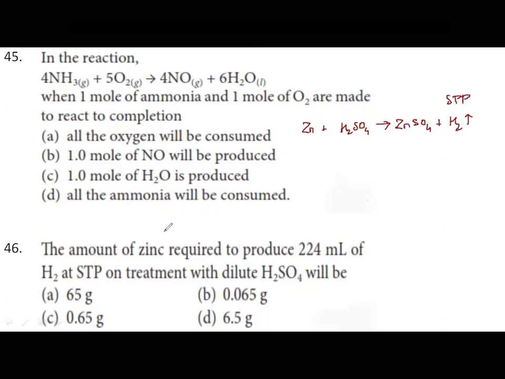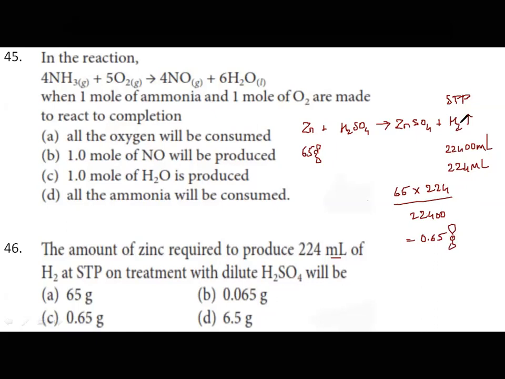Now they have asked the amount of zinc required to produce 224 ml. Zinc atomic mass is 65. So 65 grams of zinc produces how much? Since they have asked in ml, instead of writing 22.4 liters, I will write 22,400 ml of hydrogen at STP. Correct? So since 65 grams of zinc liberates 22,400 ml of hydrogen, the amount of zinc required for 224 ml of hydrogen at STP will be, cross multiplying, 65 into 224 divided by 22,400. So what do we get? 65 by 100, which is 0.65 grams.